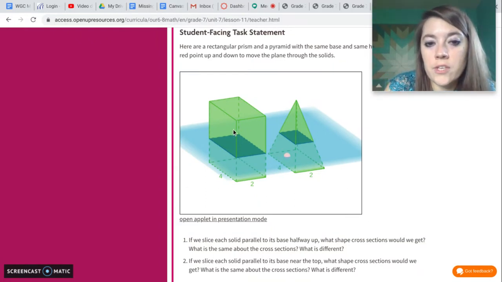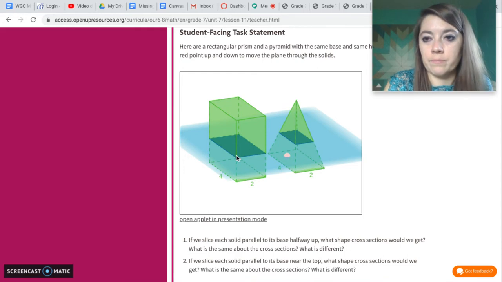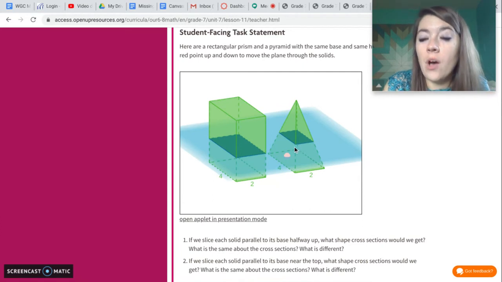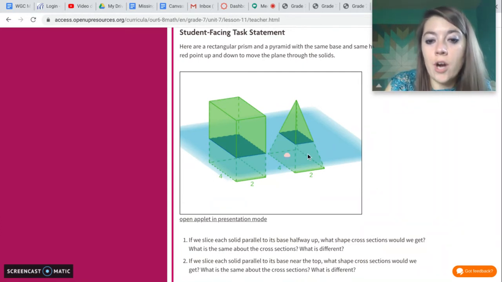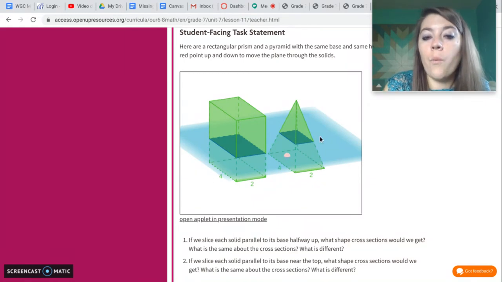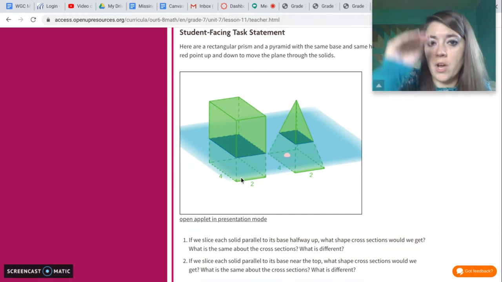So if we look, this shaded area here where this is cutting through, on the rectangular prism, we have a rectangle. On the pyramid, what do we have? We also have a rectangle. So they both have a rectangular cross section, but what's different is, look at the sizes. This rectangular cross section is the same size as the base. Nothing's changed, it's just moved up.